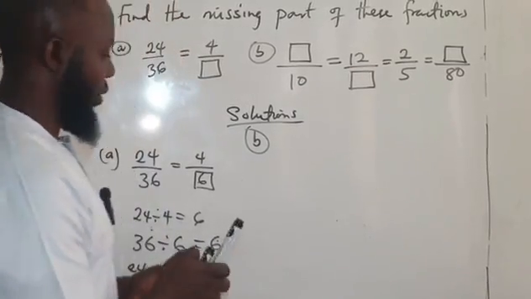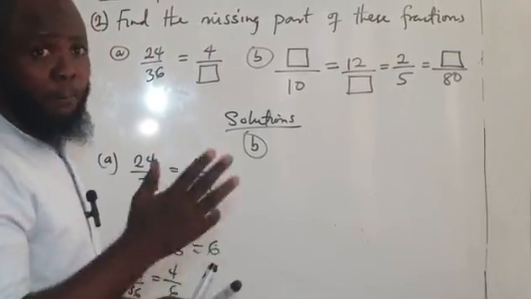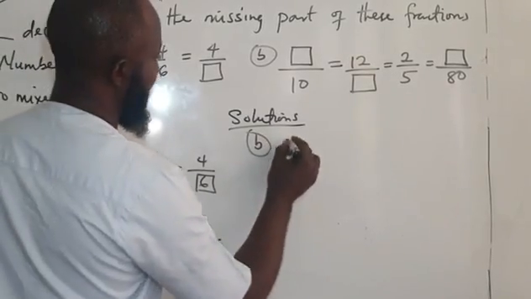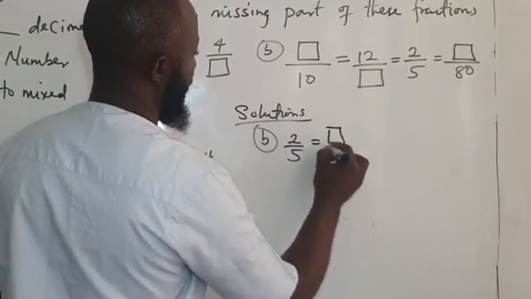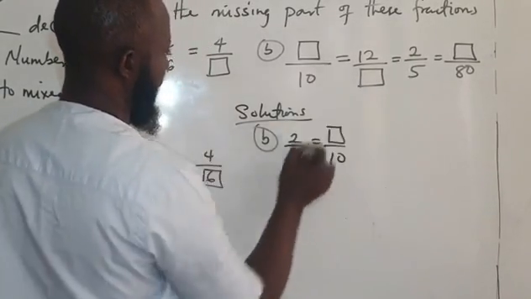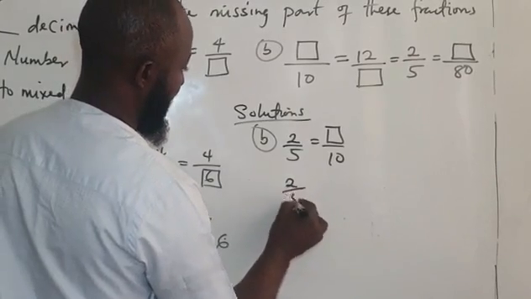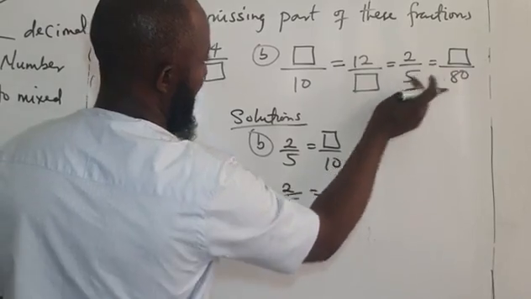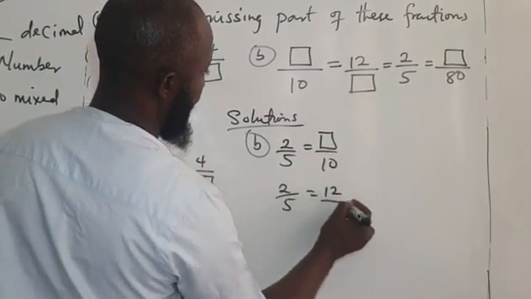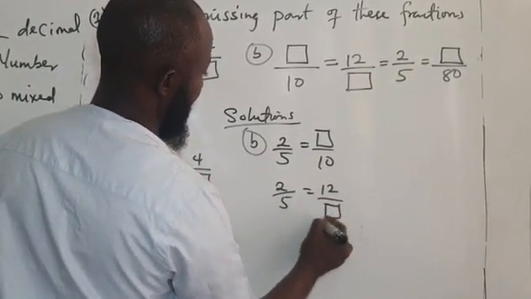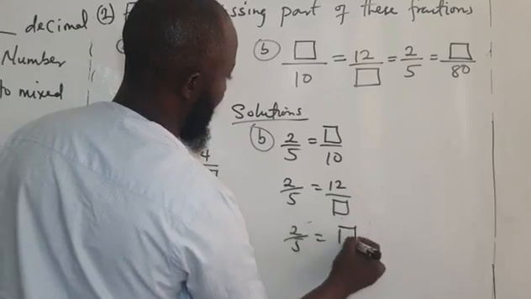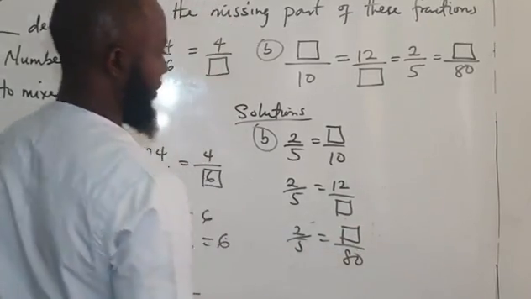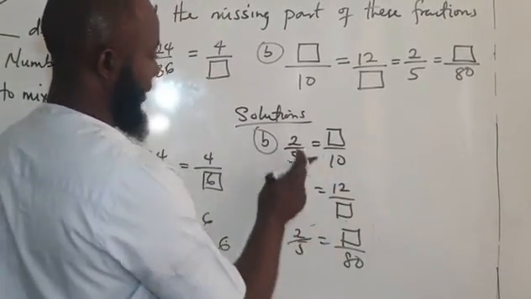What I will just do now is pick them one by one to fill in. So I will start with 2 over 5 equals blank over 10. Then the other one, 2 over 5 again, equals 12 over blank. Then 2 over 5 again equals blank over 80. So we now work this out.